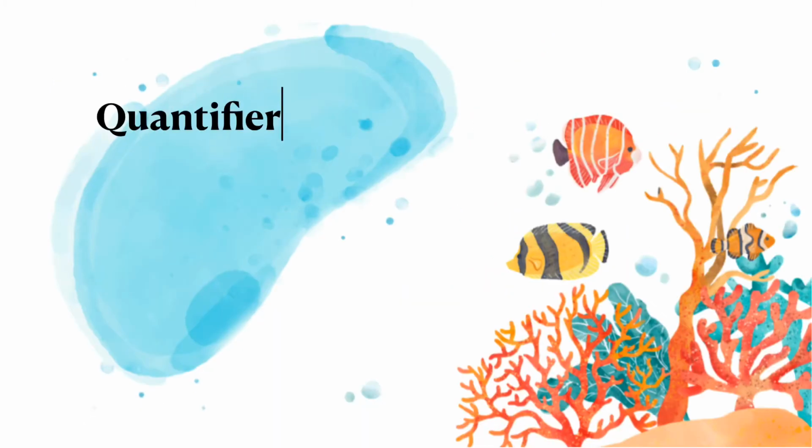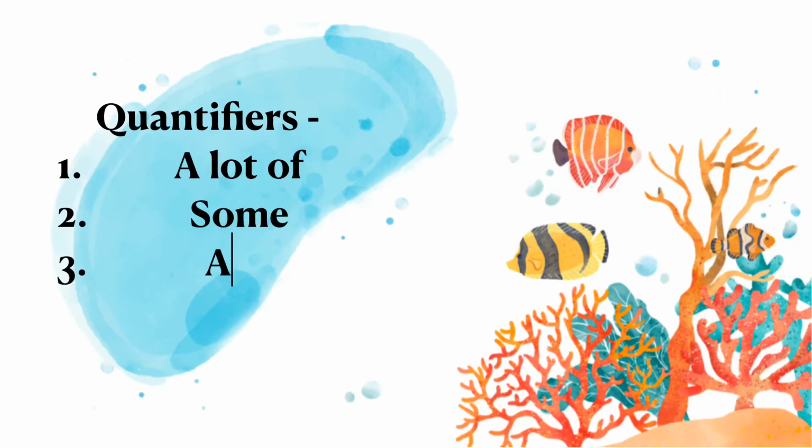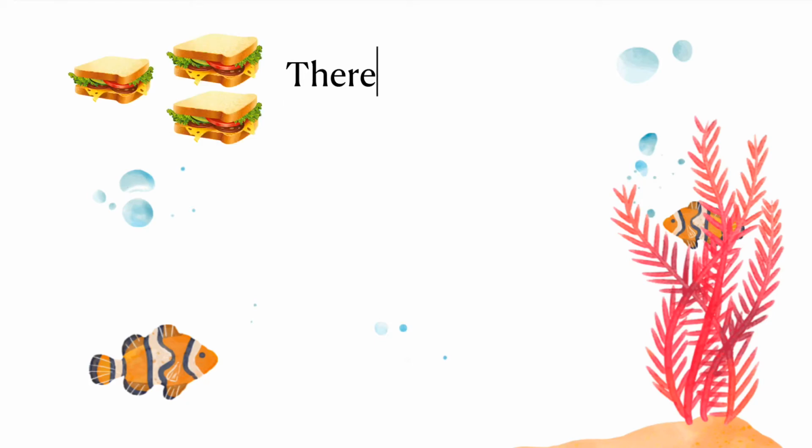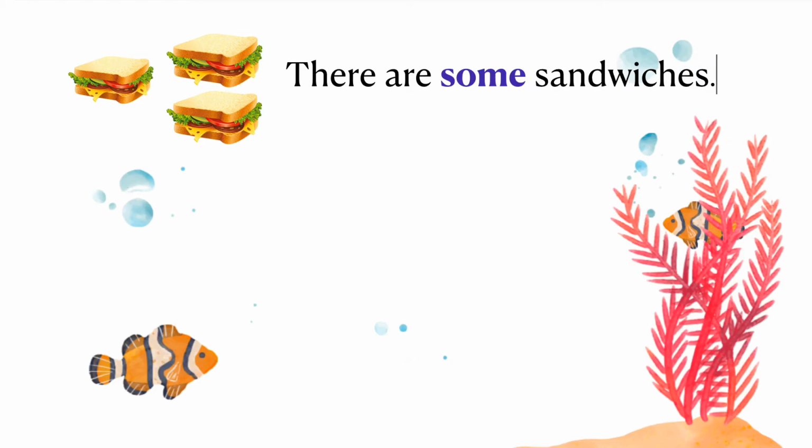Now, let's talk about quantifiers. We are going to learn how to use a lot of, some, and any today. First, we are going to see the difference of a lot of and some. Again, I'm using the countable noun sandwiches as an example. You can see there are 3 sandwiches in the picture. If you don't want to talk about the number, you can say there are some sandwiches.